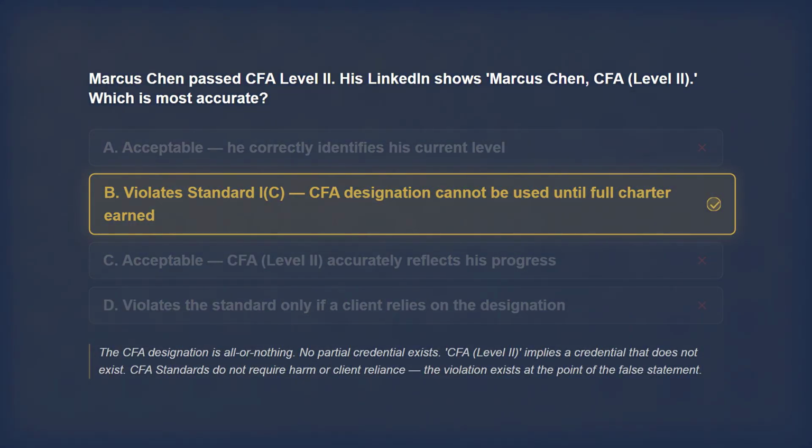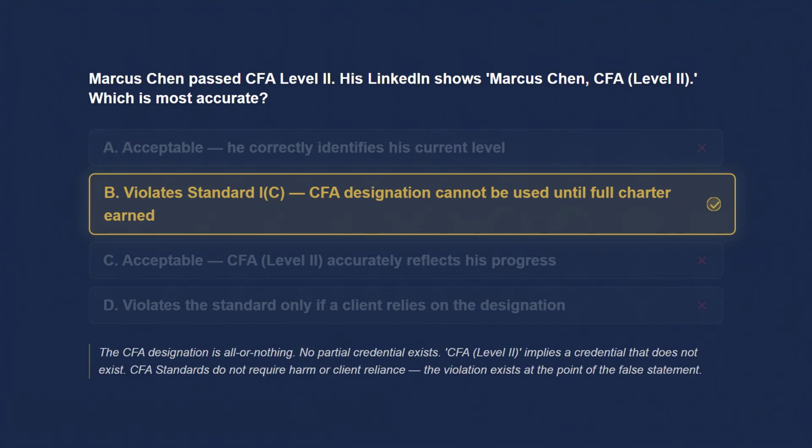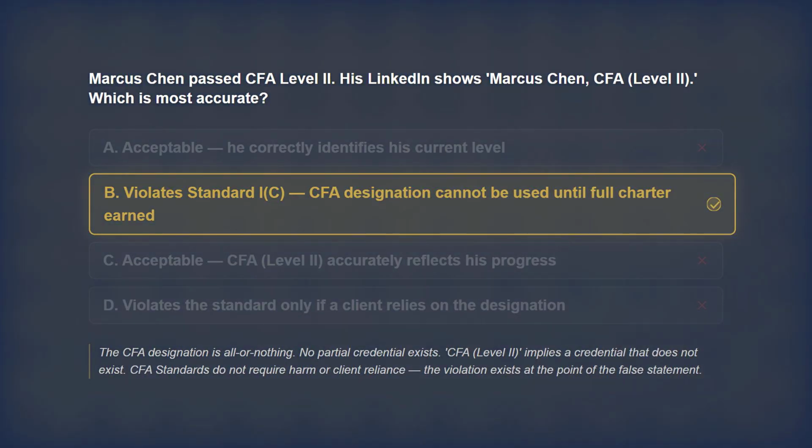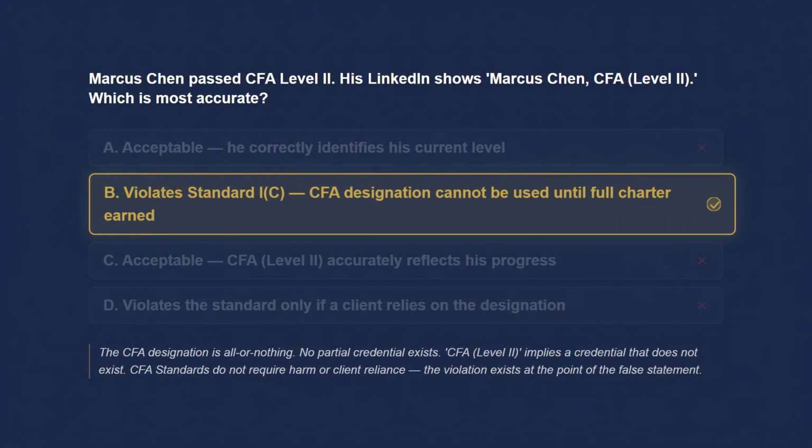The answer is B. CFA, in any form, cannot appear after a name until the full charter is earned. Option A is wrong because accuracy is necessary, but not sufficient. The designation rules are absolute. Option D is wrong because CFA standards do not require harm or reliance for a misrepresentation to exist.